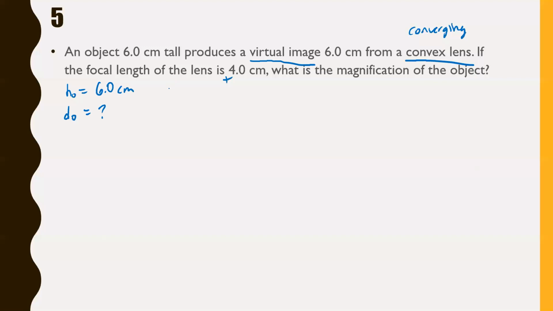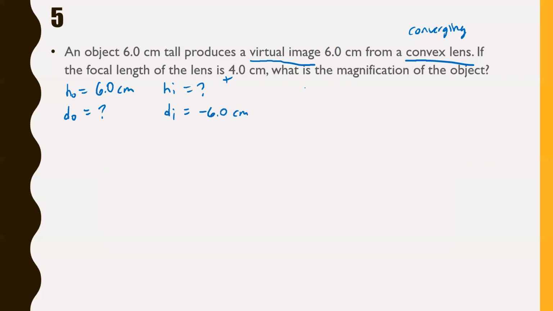Next up, let's deal with the image. Height of the image. Well, we don't know how tall that image is, so that's an unknown to us too. Distance of the image, however, so in other words, how far the image is from your mirror or from your lens, we do have that, 6 centimeters, but keep in mind, since it's virtual, we have to say it's negative 6.0 centimeters.